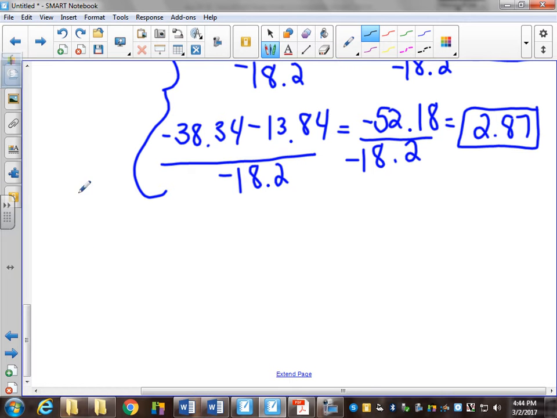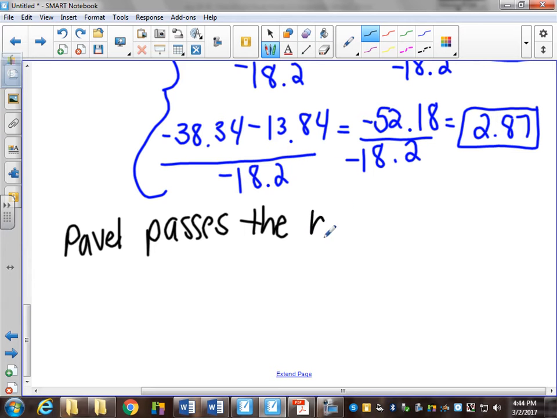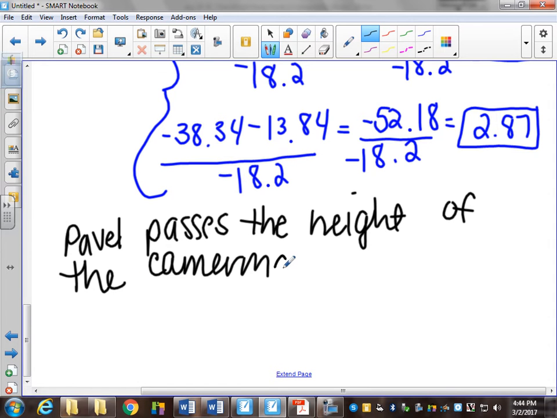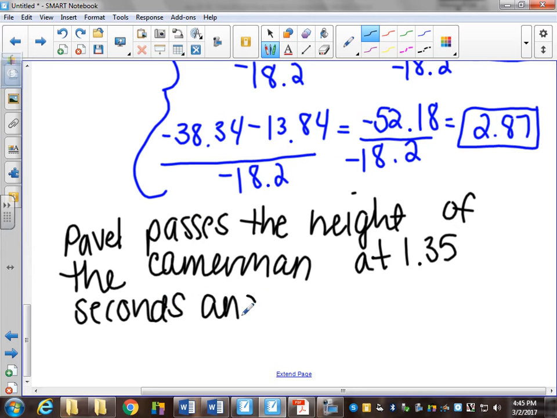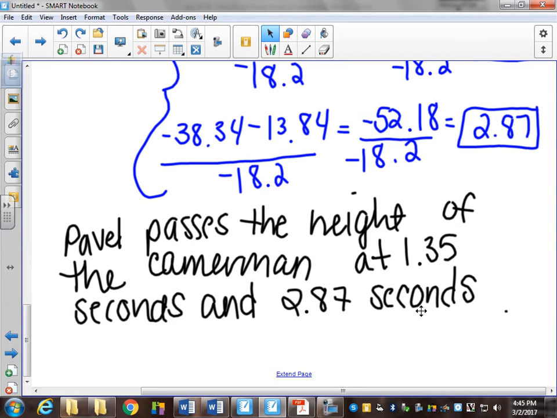Therefore, our final statement: Pavel passes the height of the cameraman at 1.35 seconds and 2.87 seconds. And that is your final statement.